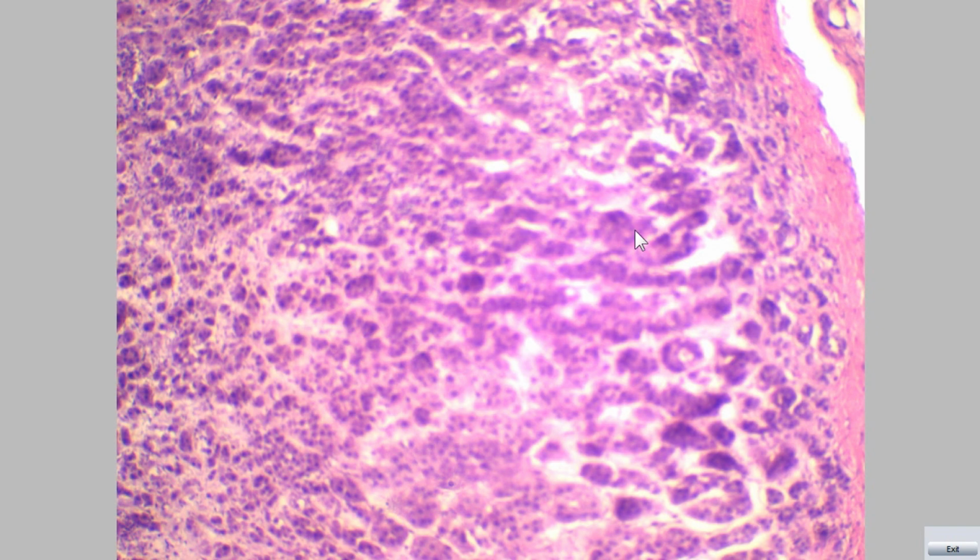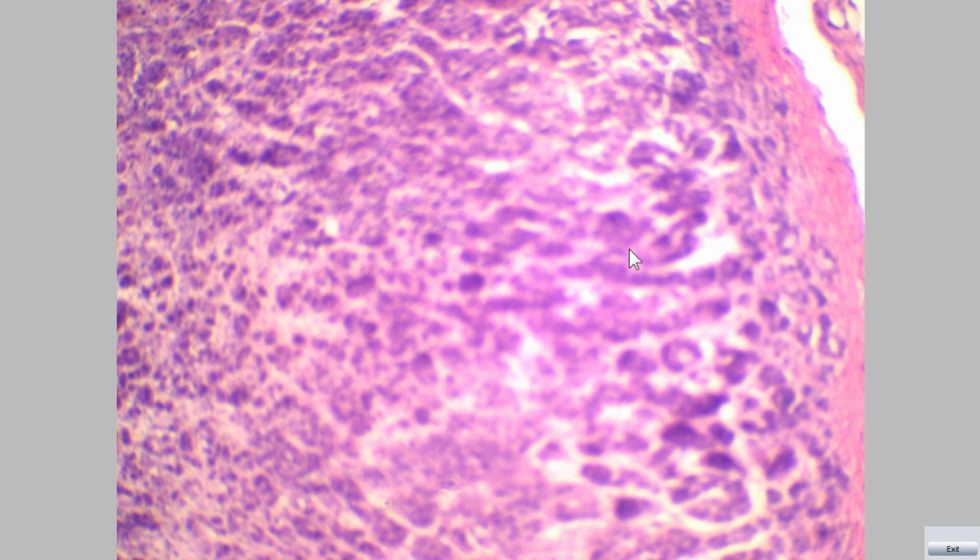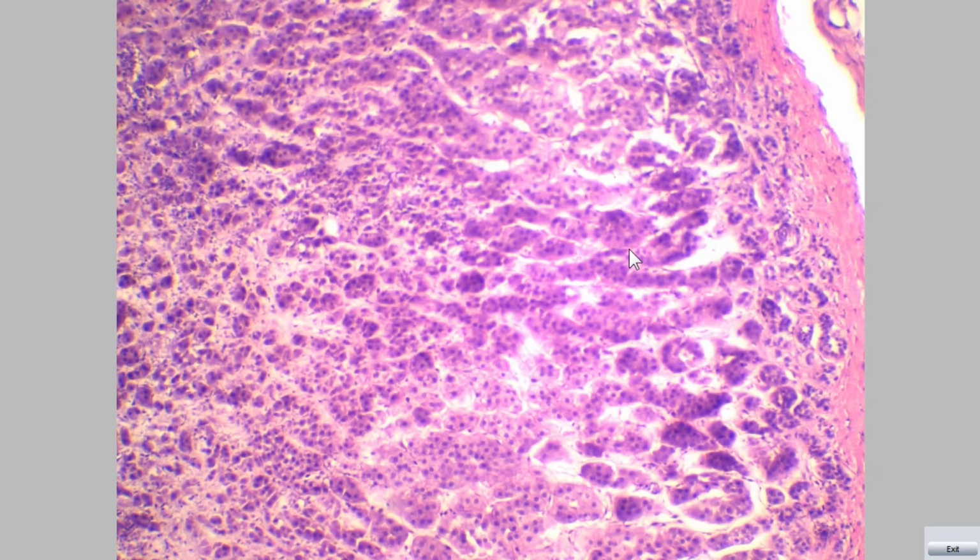The second layer, zona fasciculata. This is zona fasciculata. We can see long cords of secretory cells, 1 or 2 cells thick. These are large cells, each cell filled with lipid droplets, so these cells appear vacuolated in this slide.